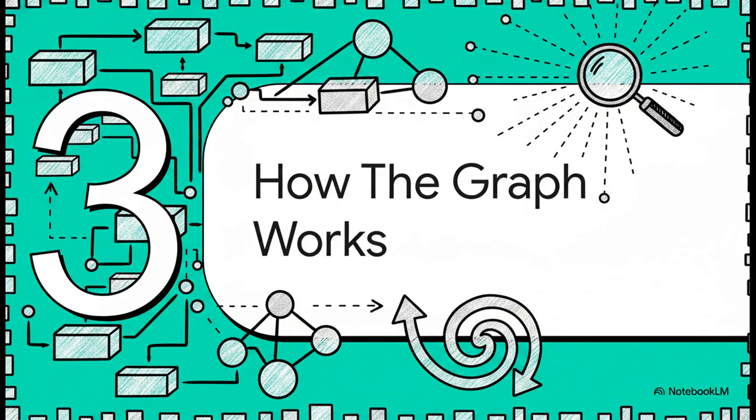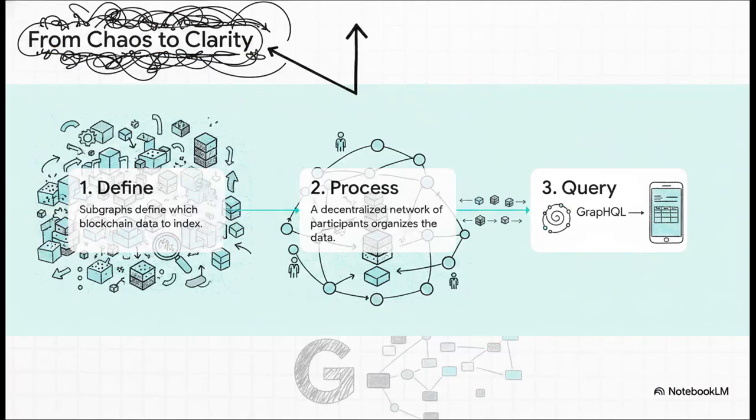Okay, but indexing the whole blockchain world, that sounds like a huge job, right? So how in the world does the graph actually pull it off, especially in a decentralized way? Let's get into the nuts and bolts of how it all works. It really comes down to this super smart three-step process.